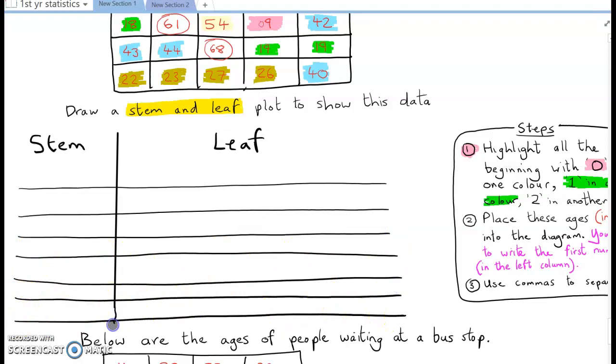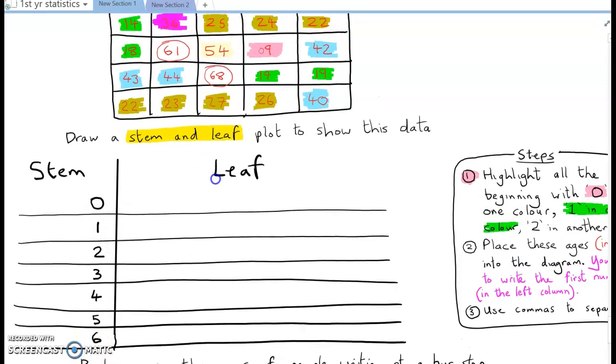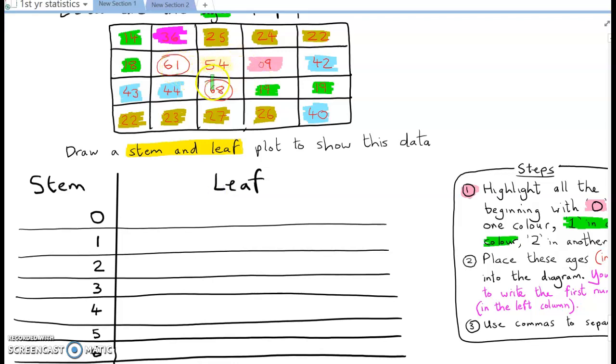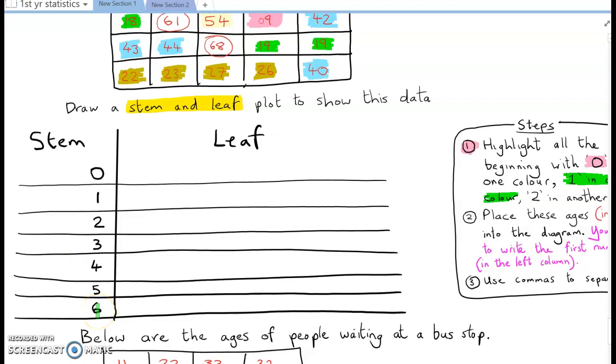Okay. Now, the first number up here in your stem is 0. 1, 2, 3, 4, 5, 6. So they're the first numbers. You always fill those numbers in. In fact, you should probably go all the way up to 9. But I don't need to for this, because the oldest person that went to this concert is in his 60s. So we only need to go as far as 6. But usually you should probably go as far as 9 always.